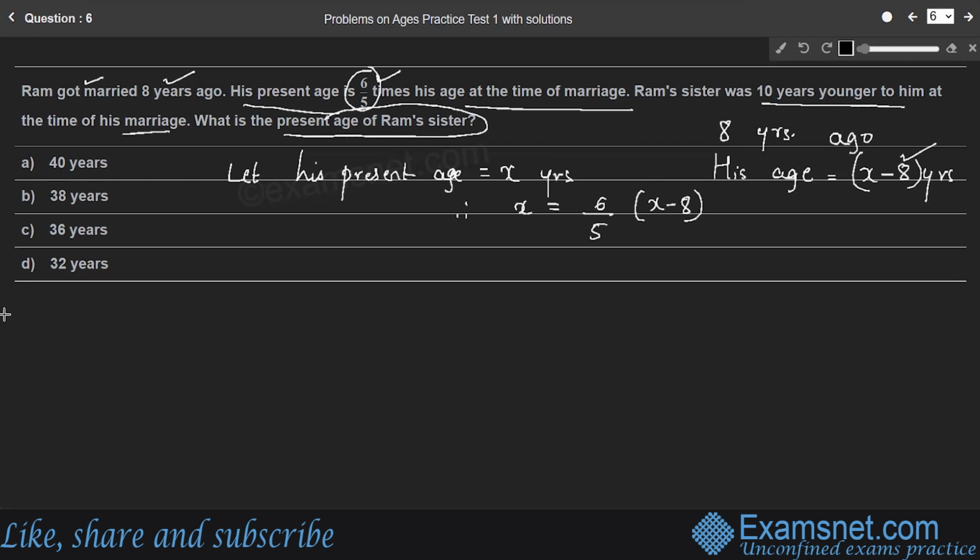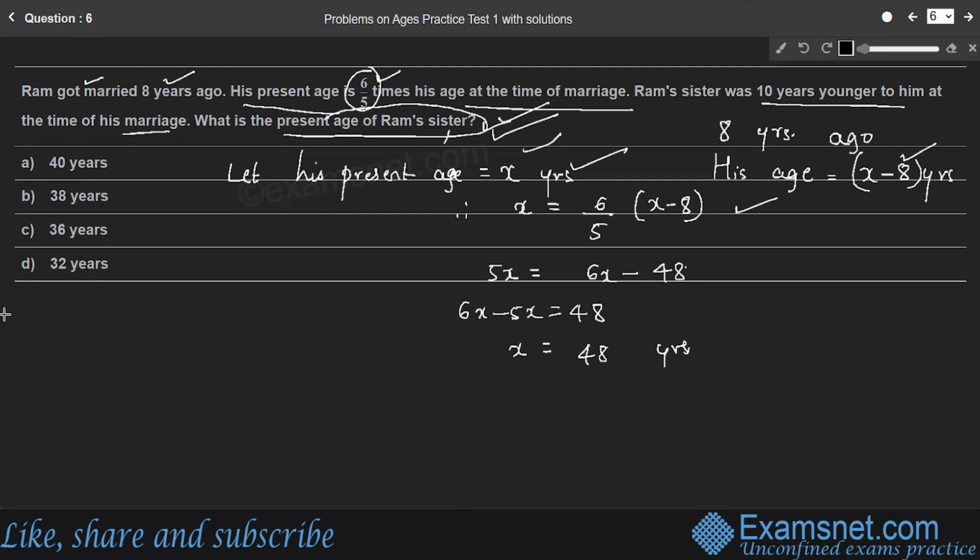So X = 6/5 (X - 8). Here we need the present age of Ram's sister, right? So before that, we need to find Ram's present age, which is the value of X. Considering this equation, simplify it: 5X = 6X - 6 into 8, which is 48. So 6X - 5X = 48. Therefore, the value of X is 48. That means Ram's present age is 48 years.